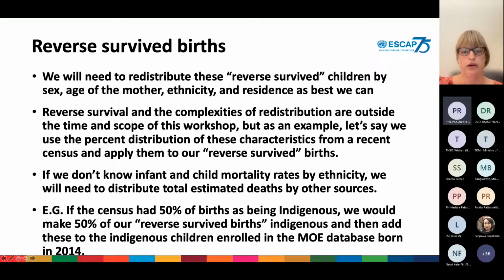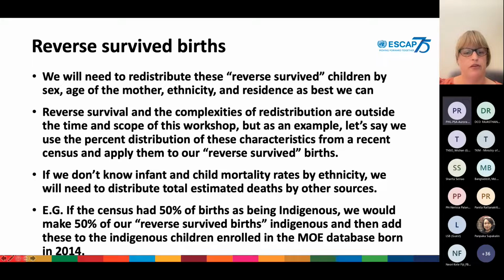If we don't know our infant and child mortality rates by ethnicity, which in many countries you might not have, you might just have a national level estimate, then we would need to distribute those estimated deaths using other sources. So if you have a census or some kind of survey that can tell you at least what percentage of the births are Indigenous or other, that at least is helpful, so you can split things up, but then you're assuming that the mortality doesn't have any kind of differential.